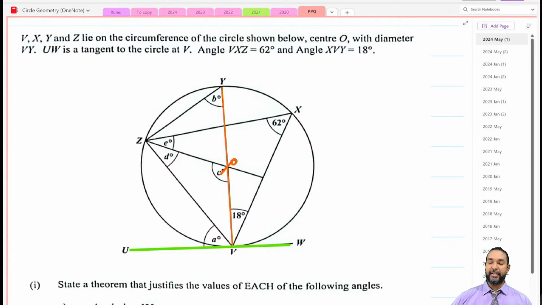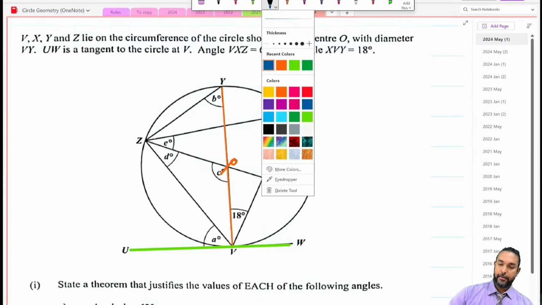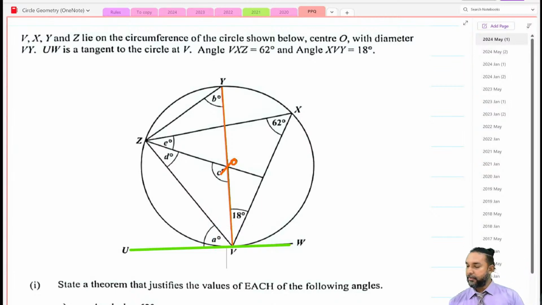What's the rule about the angle between a tangent and a radius, guys? 90 degrees. So where would that 90 degrees be? It would be on this side here and on this side here. So you have two 90-degree angles.